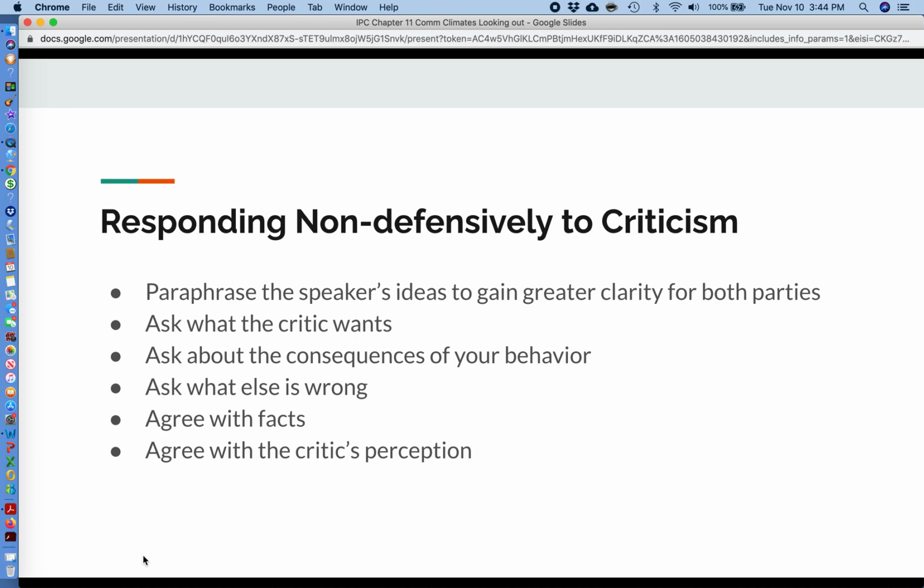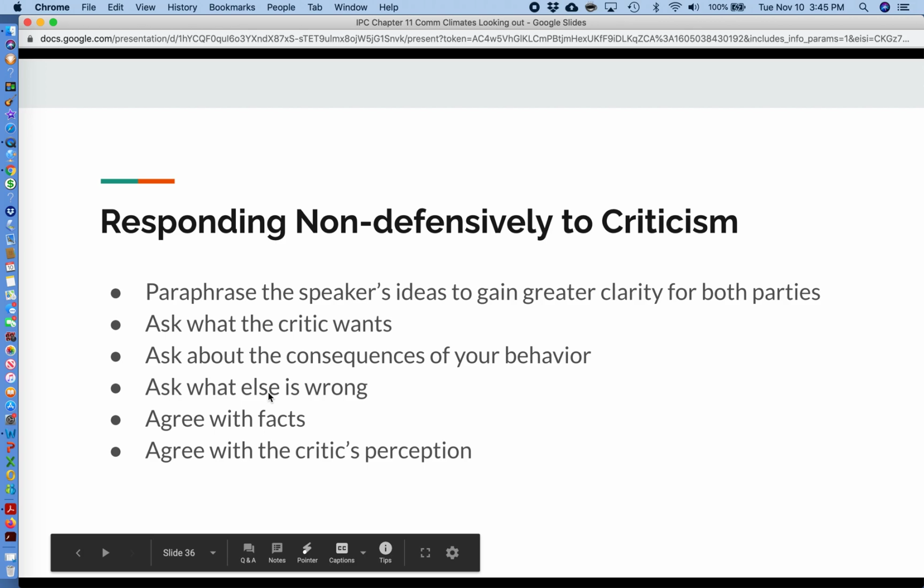To respond further, non-defensively, to criticism, here are some ways that we can do it that are helpful. One of the things we could do is to paraphrase the speaker's ideas, to make sure that we both understand what's upsetting someone. Right? It seems like you're mad at me because I did. Is that correct? So you paraphrase what the other person said to you. You say it back to them to make sure you understand it.